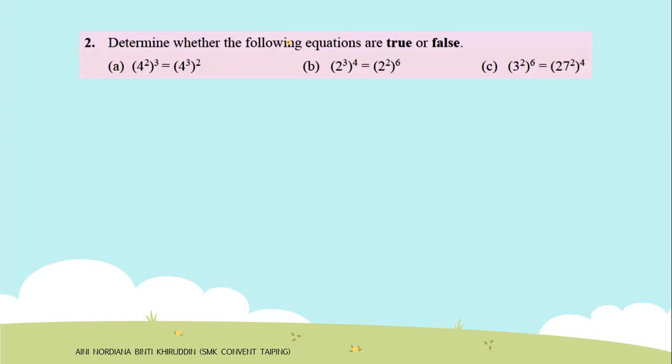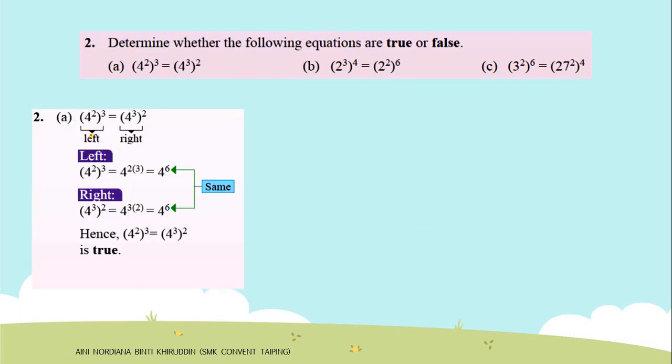So determine whether the following equations are true or false. So this is the left hand side, this is the right hand side. Do the left hand side first, then you'll get 4 to the power of 6. 2 times 3 is 6. The same goes for the right hand side. 3 times 2 is also 6.